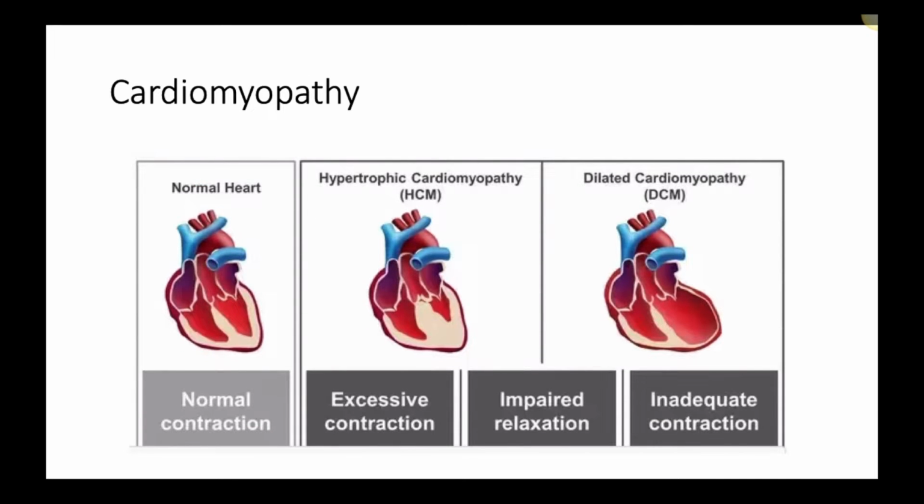And this is just a little picture about cardiomyopathy. So we've got a normal heart, okay, normal average thickness of the ventricle walls of both the right and left. Normally the left is, regardless, thicker than the right. And then we have hypertrophic cardiomyopathy, where we have excessive contraction, a little bit of impaired relaxation, and a really thickened left ventricle in this case.